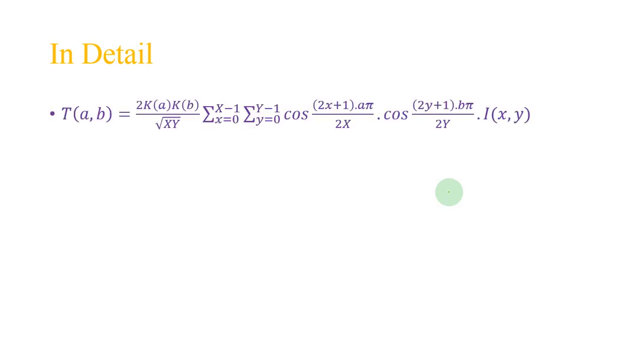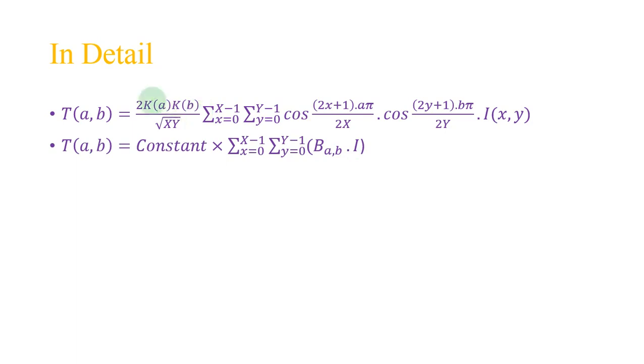So let's see in detail what is happening inside the discrete cosine transform. This is the formula of this discrete cosine transform. We can call this value a constant. This is the constant value, and these are the summations which will be placed as they are, and this is used to calculate the b, which is the basis function.